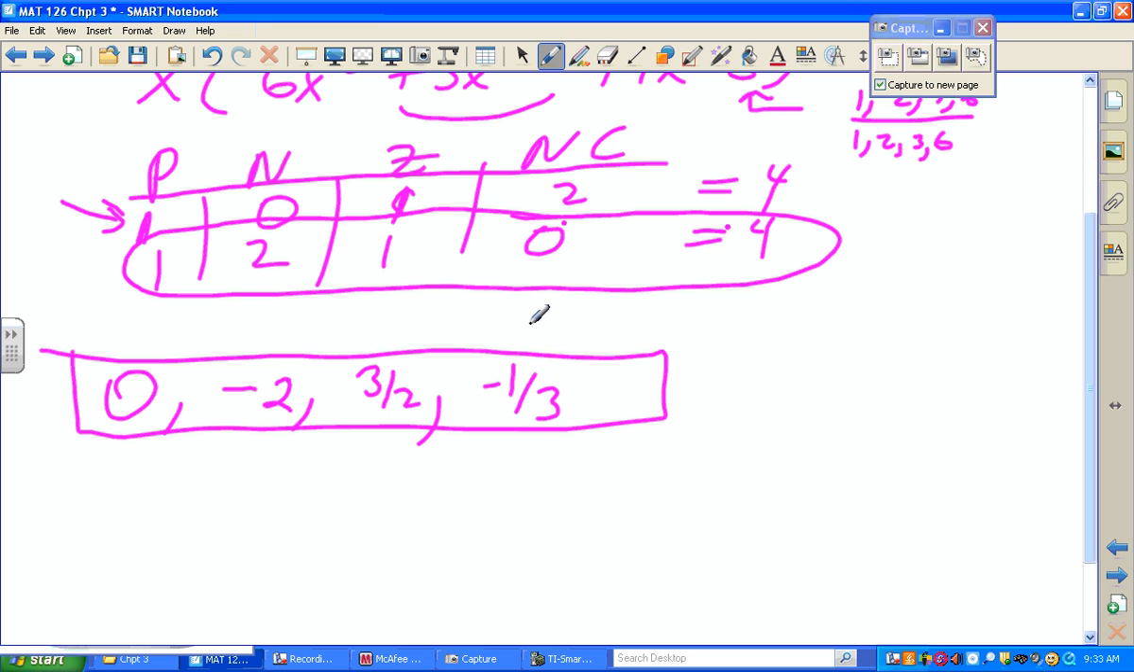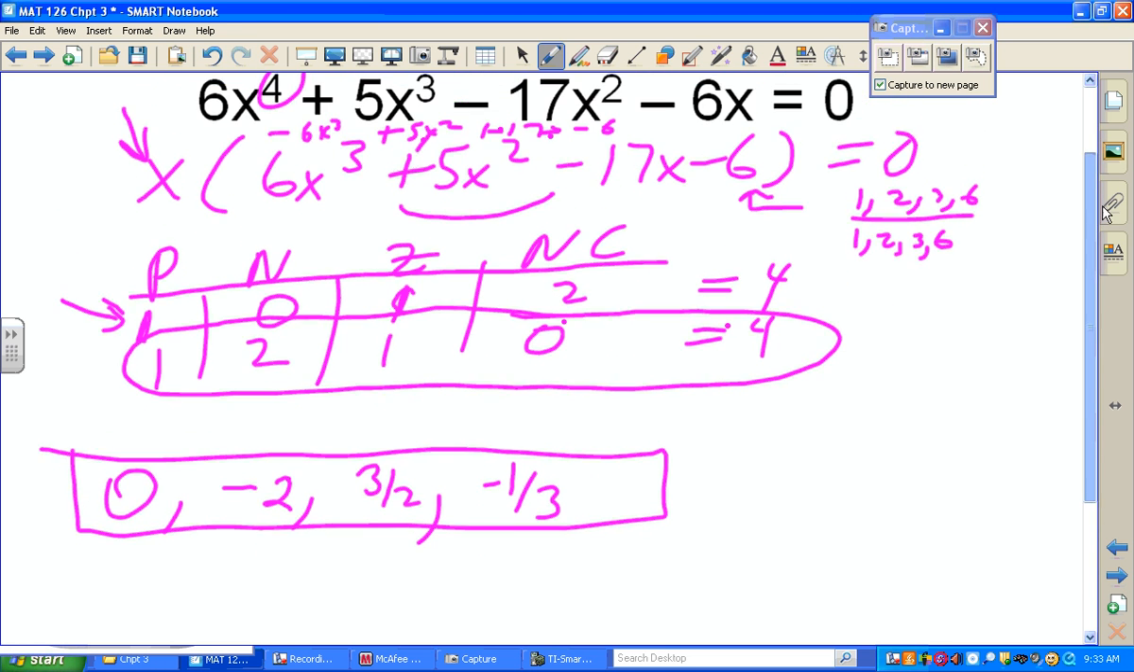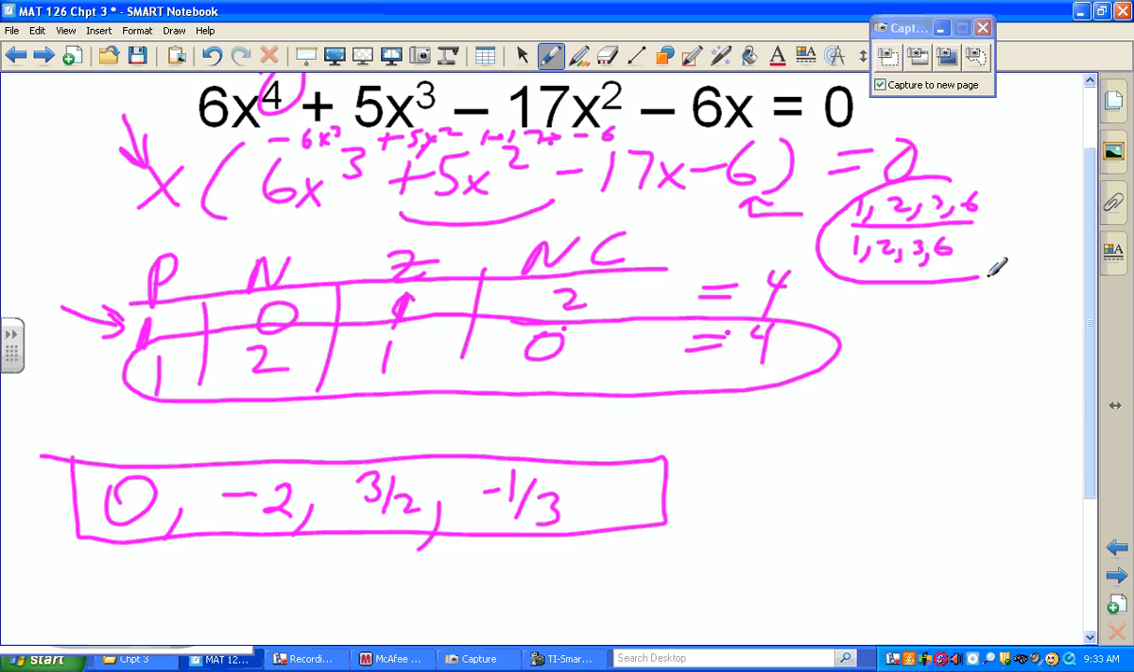So that's the clean way of doing it. How do you know to guess 1/3? It comes from the factors of the constant divided by the factors of the leading coefficient. You know not to guess 1/4. You know not to guess 1/5. All the factors of 6. Remember the constant first, and then the leading coefficient in the denominator.